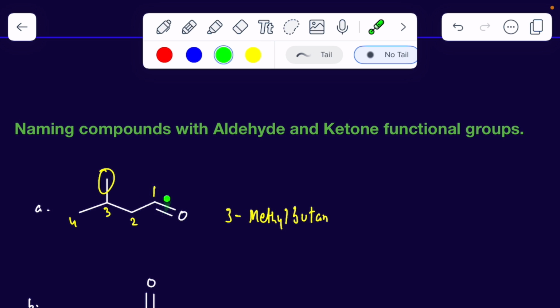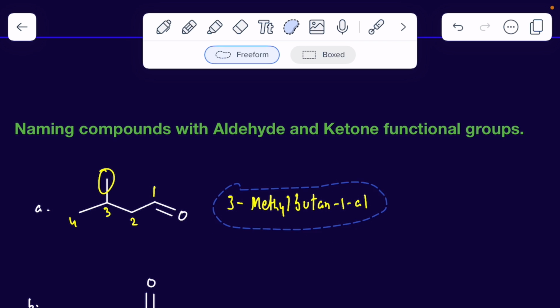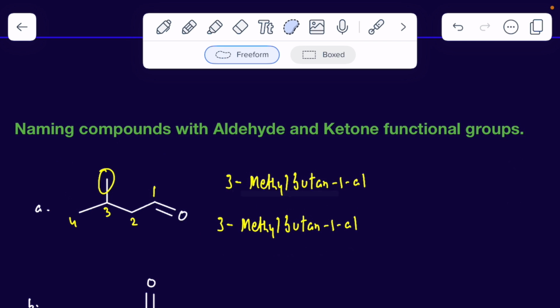Since your functional group is an aldehyde, it usually ends up with -al, and typically you don't have to specify the position of the aldehyde because an aldehyde is always going to be at the first position. So you don't need to say 1-al, but rather you can just say butanal. So that is going to be a better way of naming this.